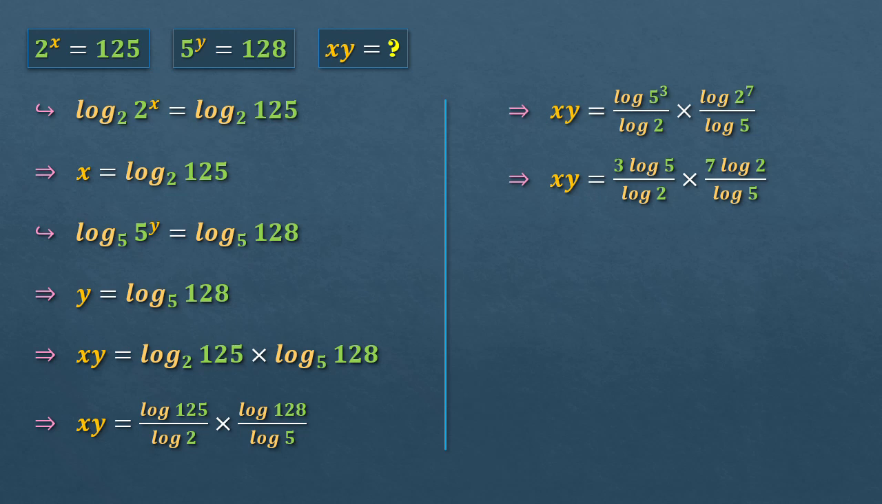Now everything simplifies perfectly. The decimal logarithm of 5 cancels out, and the decimal logarithm of 2 also cancels out. We are left with x times y is equal to 3 times 7. This means x times y is equal to 21. Even though the problem involved exponentials and logarithms, the final result turned out to be remarkably simple. The product x times y is equal to 21.